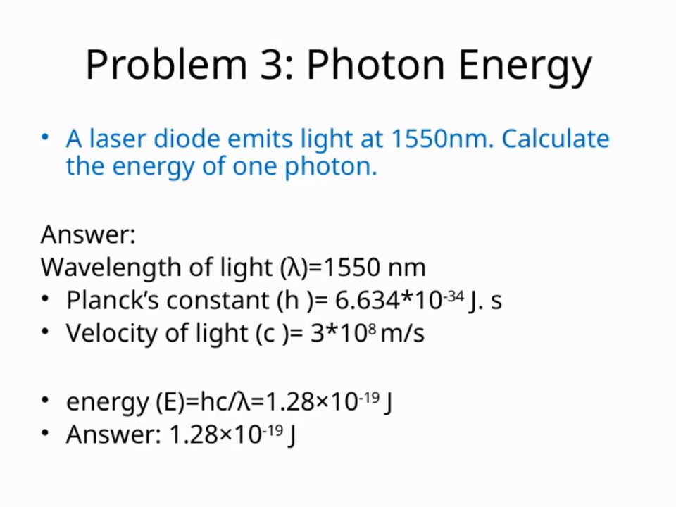Let's look at how to find the energy of a single photon emitted by a laser diode at 1550 nanometers. We start with the wavelength, which is 1550 nanometers. Using Planck's constant and the speed of light, we apply the formula energy equals Planck's constant times the speed of light divided by the wavelength. When we plug in the numbers, the energy comes out to about 1.28 times 10 to the minus 19th joules. That's the energy of one photon at this wavelength.